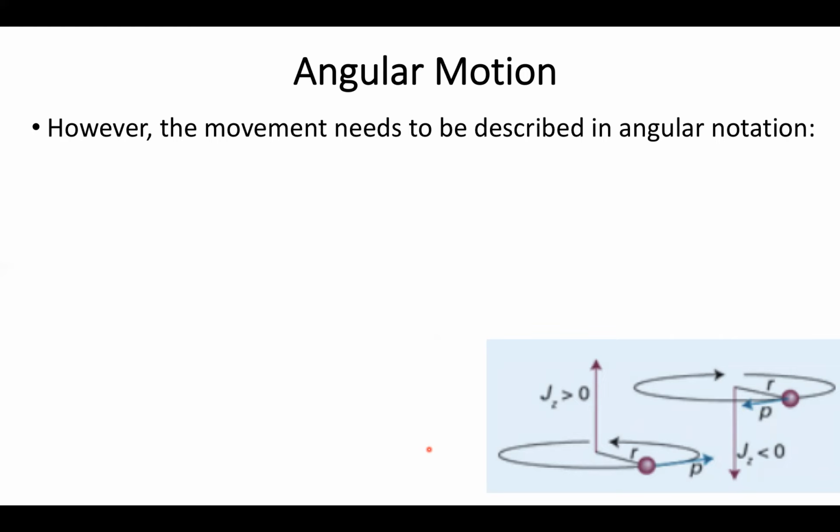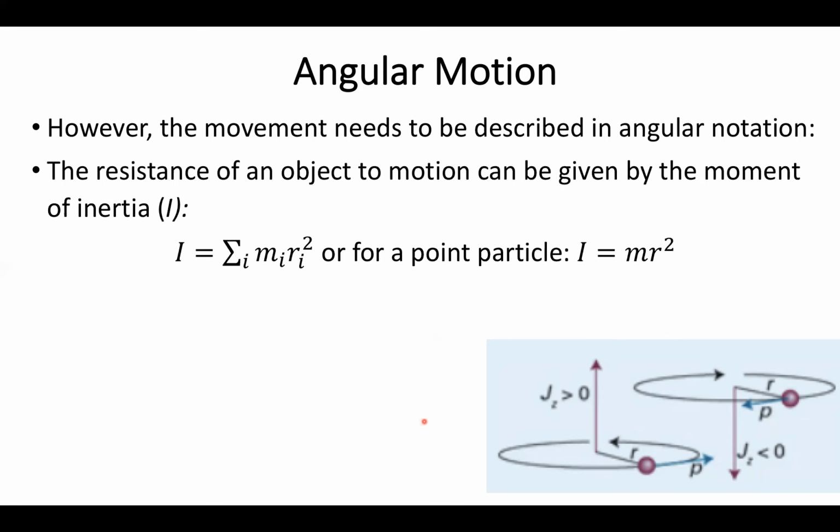So the first thing we're going to need to do is actually replace our mass with something called moment of inertia. So a good way to look at a moment of inertia is it's going to be the resistance of the object to essentially any change in movement. So for simple one dimensions, that's just going to be the mass of our system.